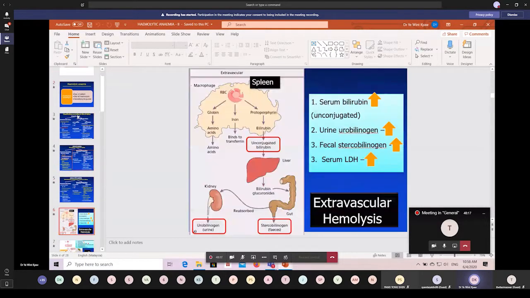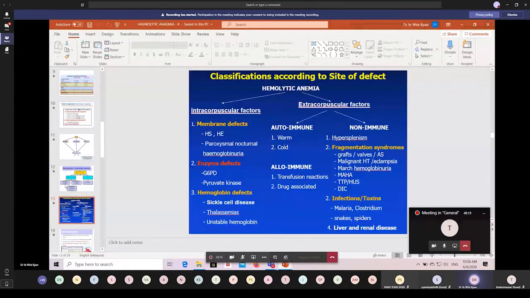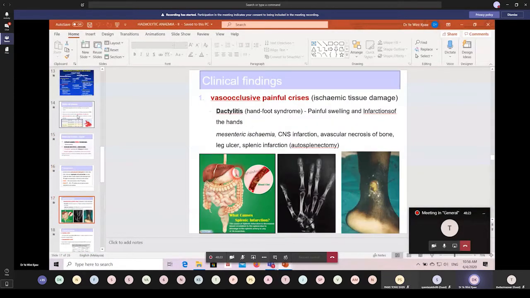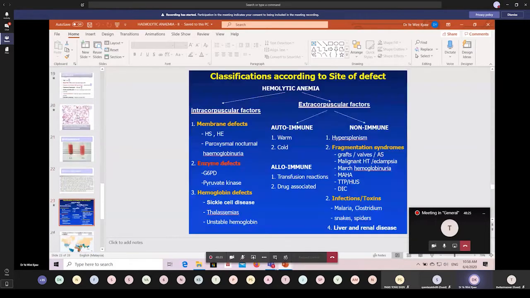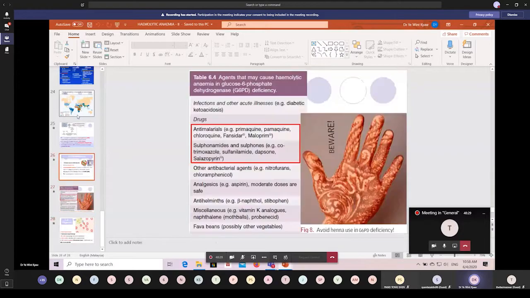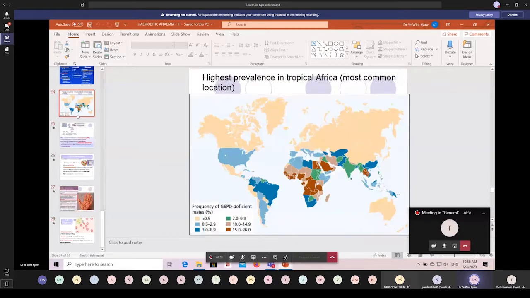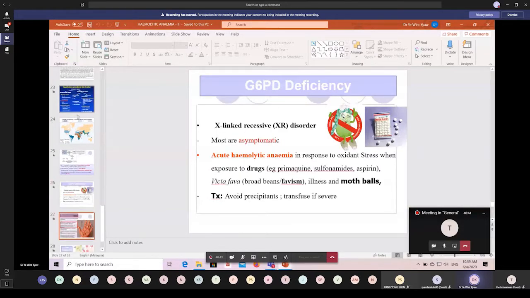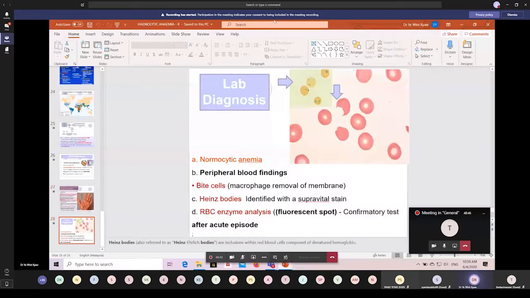Another one, anemia, you must know sickle cell and G6PD. G6PD is more important than sickle cell, because sickle cell is a little bit rare here. So first thalassemia, second G6PD, third will be sickle cell anemia.